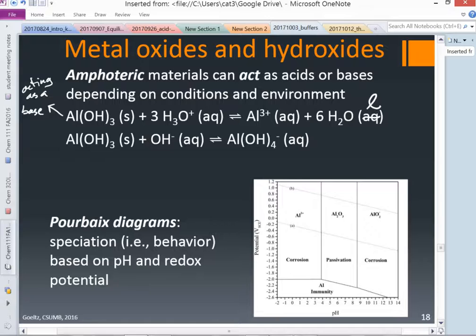Second equilibrium. Acid-base chemistry is nice because once you have one, you have the other. First one is acting as a base, so in the second equilibrium, aluminum hydroxide is acting as an acid. Same material, so it's still solid. But if you treat it with hydroxide instead, if you react it with a base and force it to act as an acid, it also dissolves.